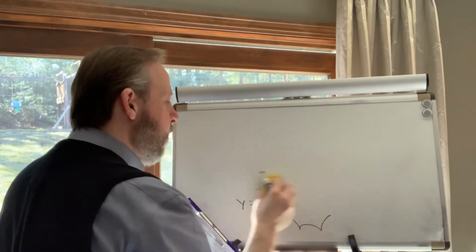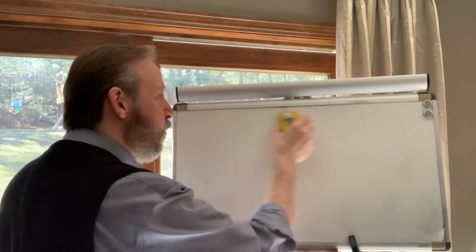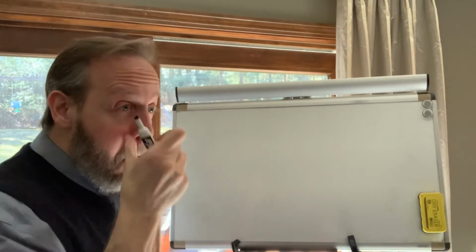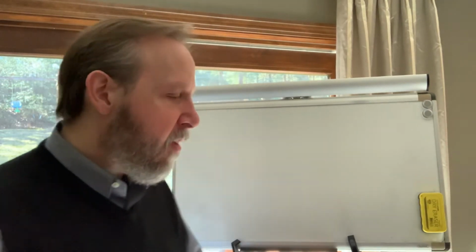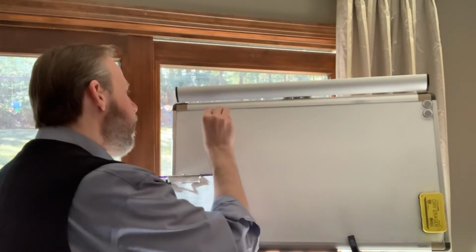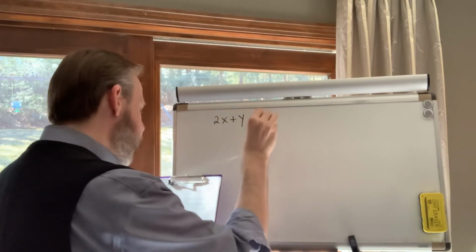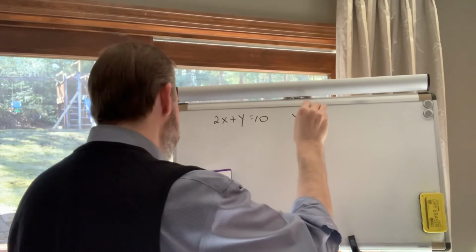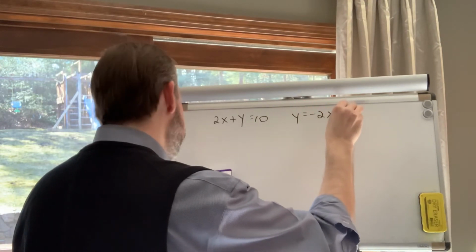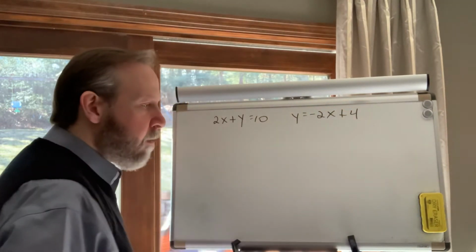Special systems are those in which there is either no solution because they are parallel lines, or infinite solutions because they are the same line. Obviously, we'll do one of each. Here's one special system, 2x plus y equals 10, and also y equals negative 2x plus 4.